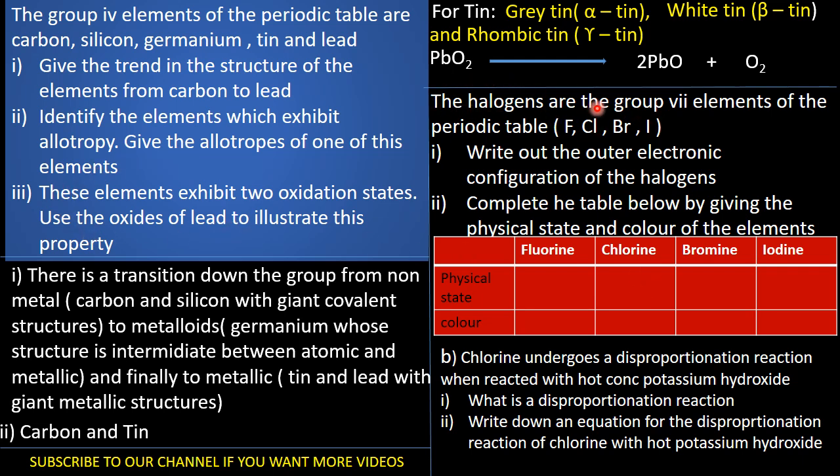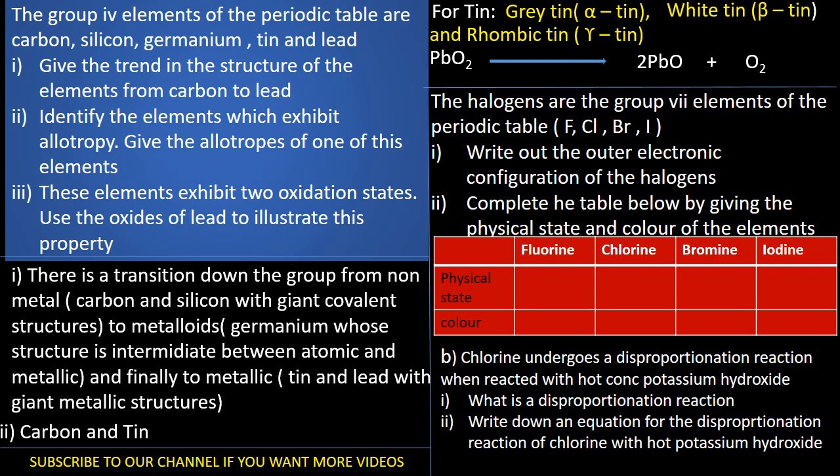Then the next question is, halogens are the group 7 elements of the periodic table. We have fluorine, chlorine, bromine, iodine. Now they want us to write out the outer electronic configuration of the halogens. Then we should complete the table below by giving the physical state and color of the elements. Then part B is saying that chlorine undergoes a disproportionation reaction when reacted with hot concentrated potassium hydroxide. Roman 1, what is a disproportionation reaction? Roman 2, write down an equation for the disproportionation reaction of chlorine with hot potassium hydroxide.